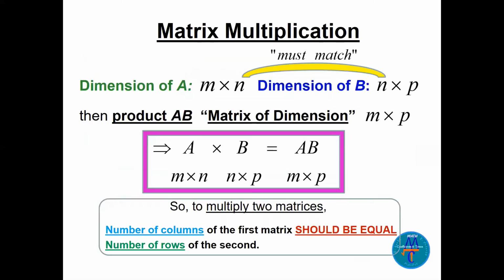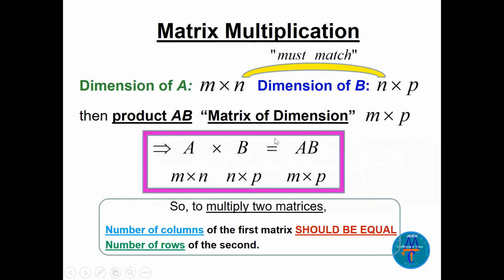Now, to multiply matrices, there is one condition you have to take care of. You have to check the dimension of the 2 matrices here. So if A is m by n, and the dimension of B is n by p, see these numbers here, n and n, they must match. Same number. If these are the same number, then the product is possible. So we can multiply AB, and the dimension of AB is m by p.